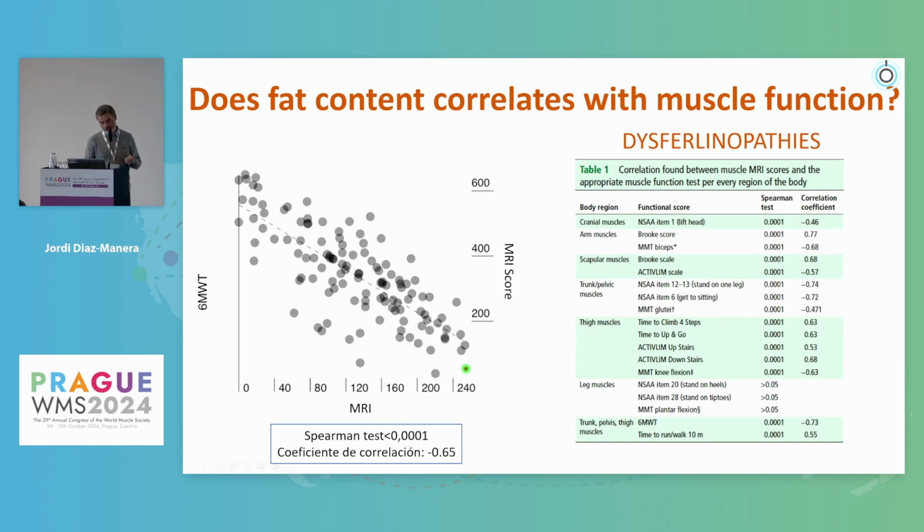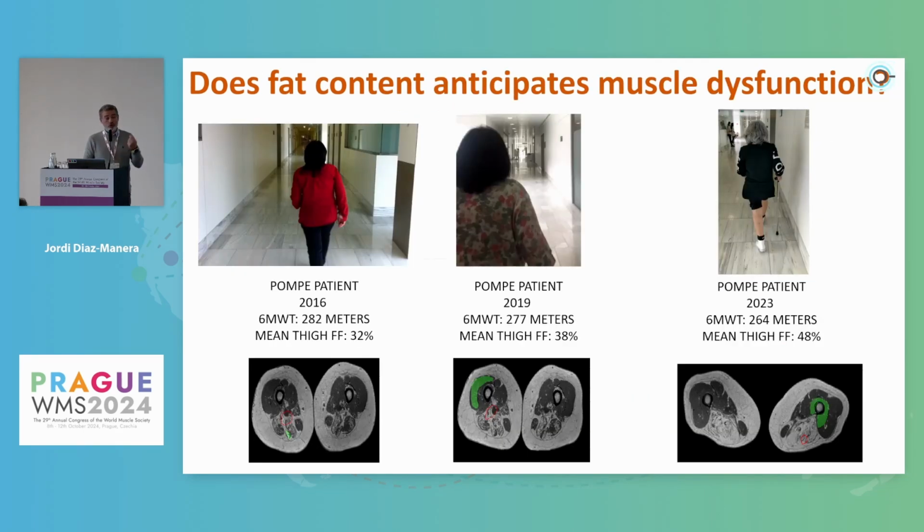For example, here's a correlation between the amount of fat and the 6-minute walking test. So the more fat you have, the less distance the patient covers in that test. And here there is another table showing correlation between muscle fat and many different outcome measures that we use in clinical trials or in our clinic. So fat correlates well. Having fat in the muscle, of course, is not good for patients and correlates with muscle function. But it not only correlates, it also anticipates what happens, because we see changes in fat earlier than changes in muscle function.